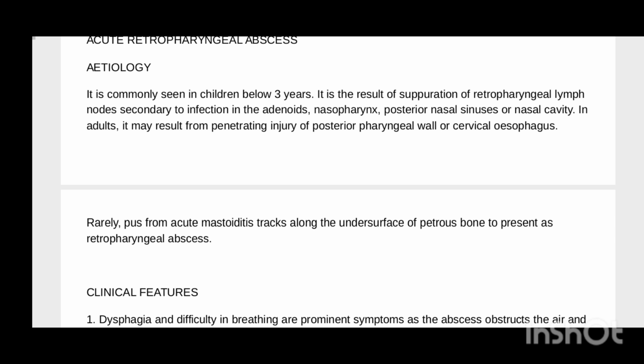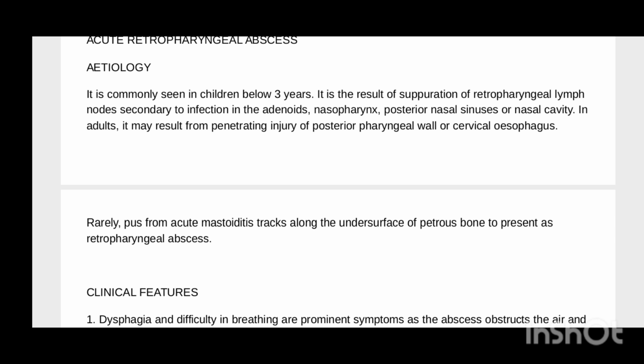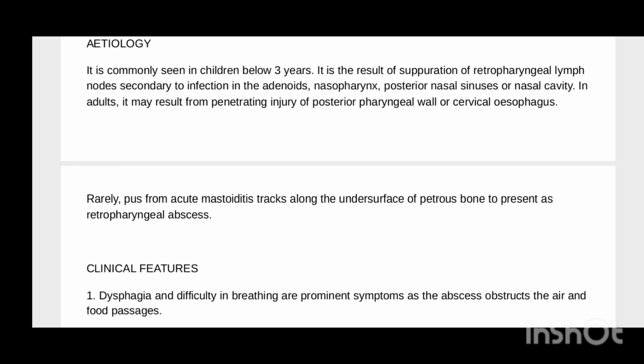Adenoids are basically tonsils in the nasopharynx, and if we have infection of the adenoids, the infection may spread from the nasopharynx behind the pharynx into the retropharyngeal space. And infection of the posterior nasal sinuses or nasal cavity may also extend into the retropharyngeal space.